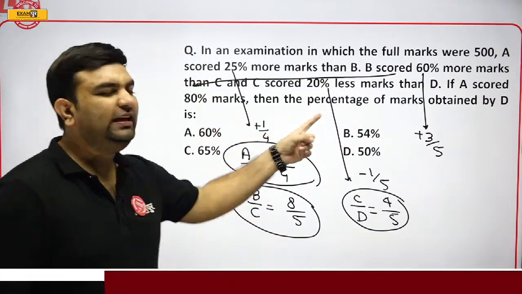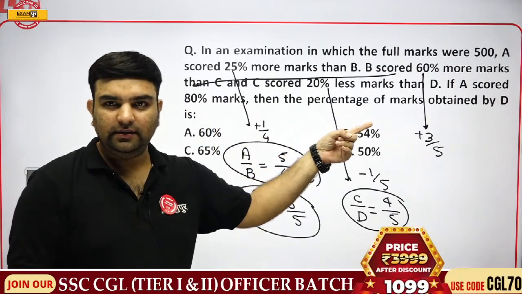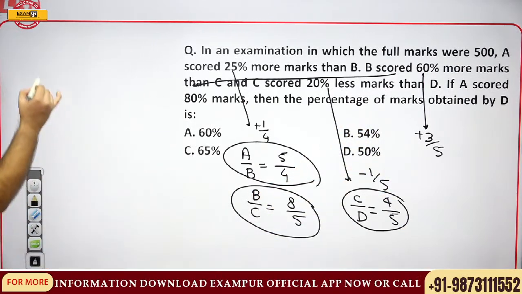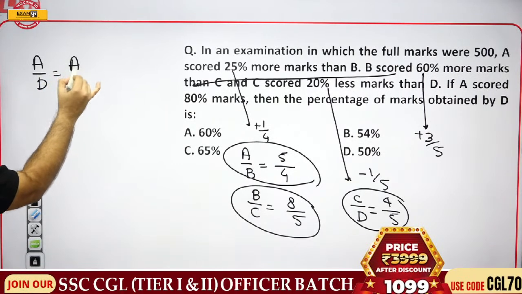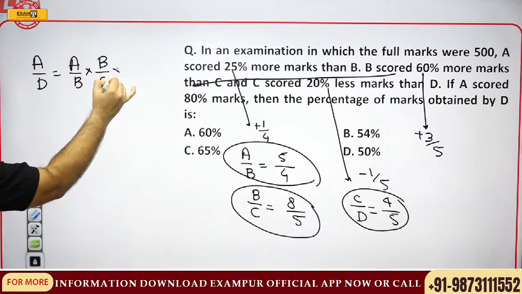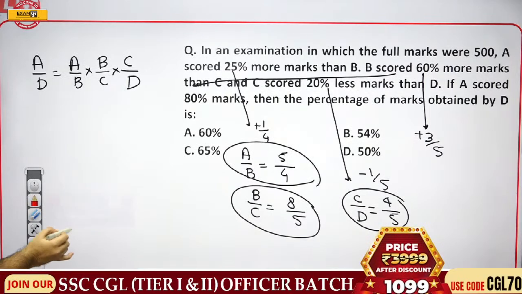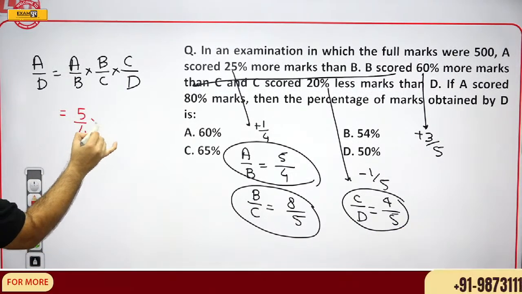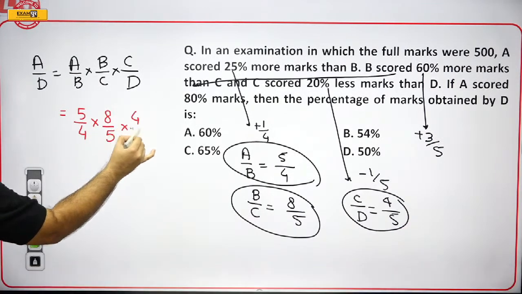Comparison of A and D. So A by D is basically A by B into successive multiplication of B by C into C by D. What is A by B? 5 by 4. What is B by C? 8 by 5. And what is C by D? 4 by 5.